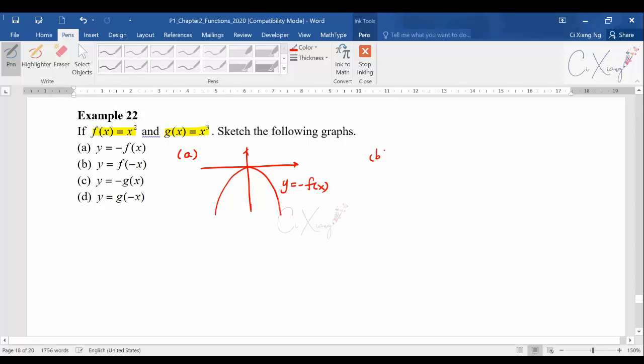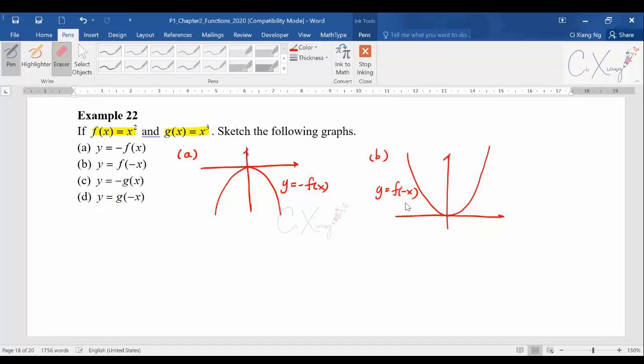Then for part B, we have this one. They want you to have y equals f of negative x. When you have the negative inside the basic function, you reflect it left and right. When you reflect it left and right, generally the pattern is still the same. Then for part C.